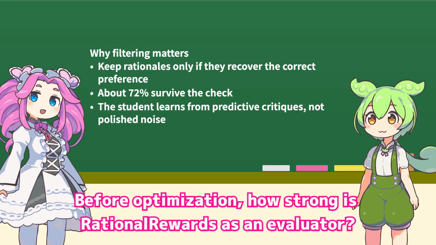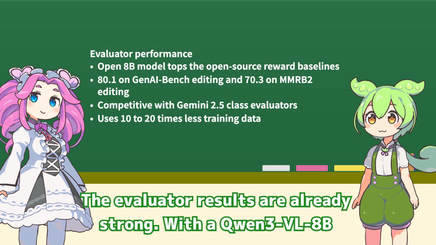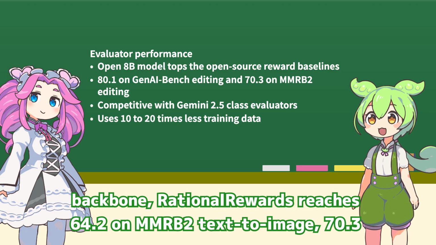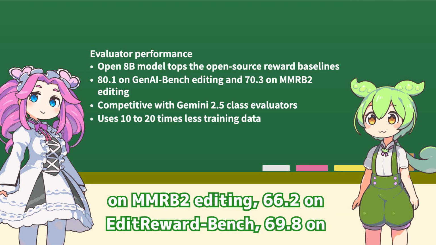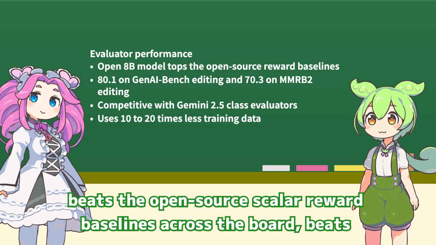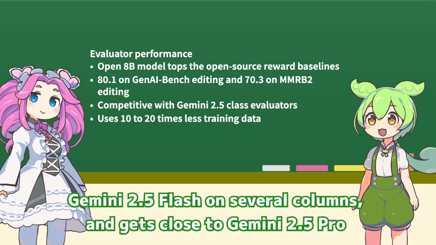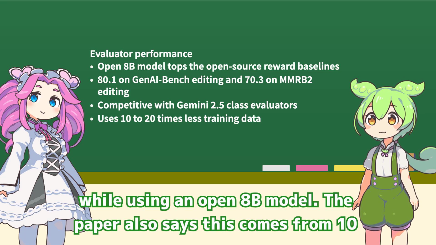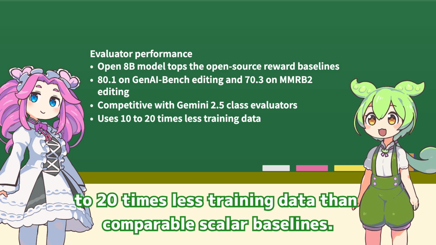Before optimization, how strong is Rational Rewards as an evaluator? The evaluator results are already strong, with a Qwen3-VL-8B backbone. Rational Rewards reaches 64.2 on MMRB2 text to image, 70.3 on MMRB2 editing, 66.2 on EditReward-Bench, 16.8 on GenAI-Bench text to image, and 80.1 on GenAI-Bench editing. That beats the open source scalar reward baselines across the board, beats Gemini 2.5 Flash on several columns, and gets close to Gemini 2.5 Pro while using an open 8 billion parameter model. The paper also says this comes from 10 to 20 times less training data than comparable scalar baselines.